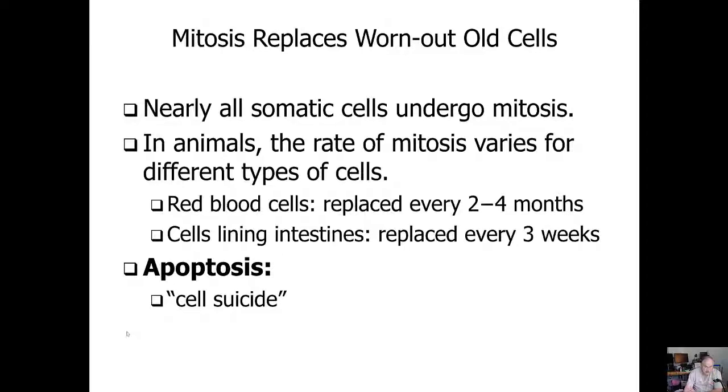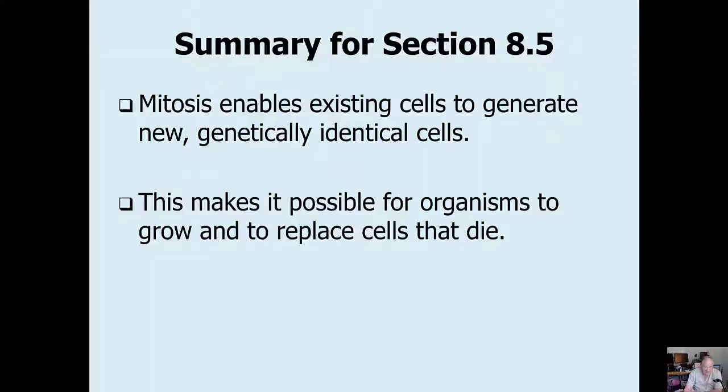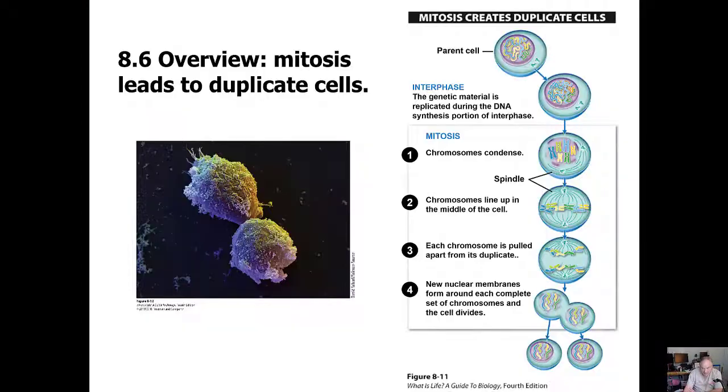Apoptosis is just a fancy way of saying cell suicide. We have to terminate the cells that become rogue and at the end of their lifespan. So mitosis enables existing cells to generate new genetically identical cells, and it makes it possible for an organism to grow and replace cells. Now, overview of mitosis.